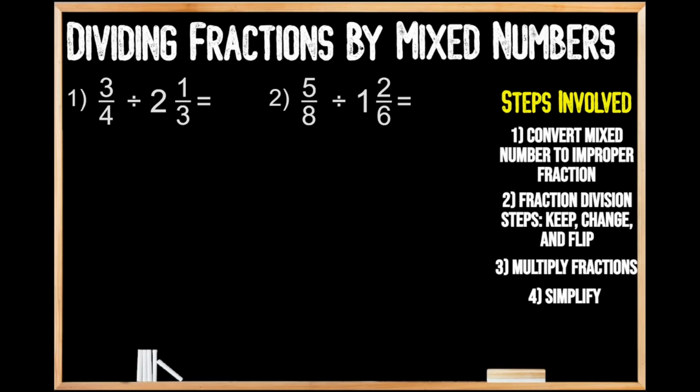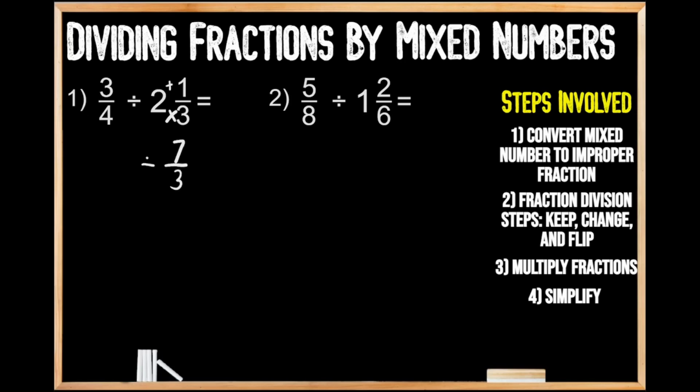Returning back to question number 1, we're going to convert this mixed number to an improper fraction. To do this, we're going to multiply the value of our denominator by the value of our whole number. 3 times 2 gives us 6, plus the remaining 1 part for our numerator. 6 plus 1 gives us 7 for 7/3.